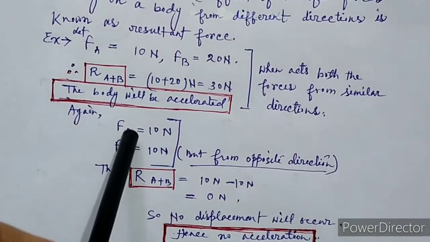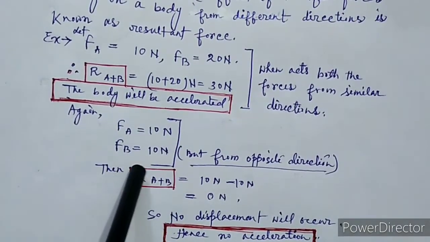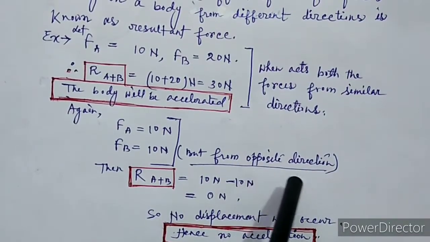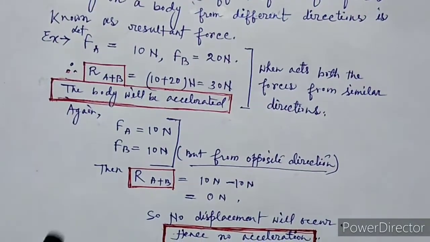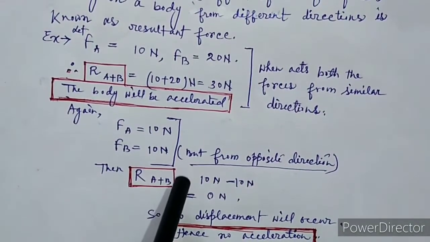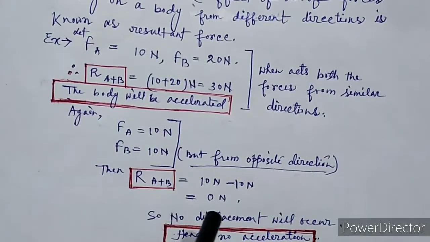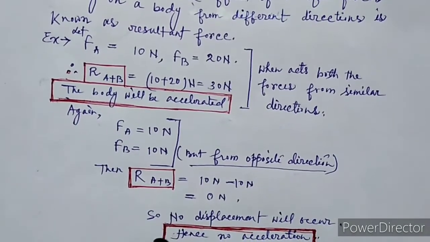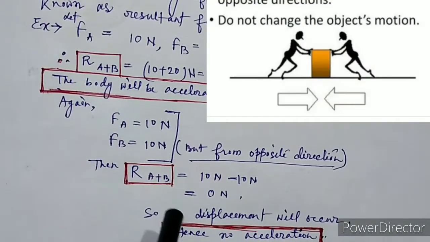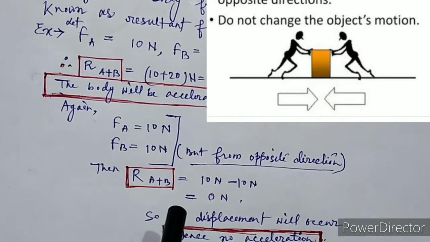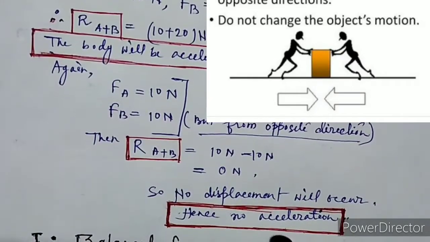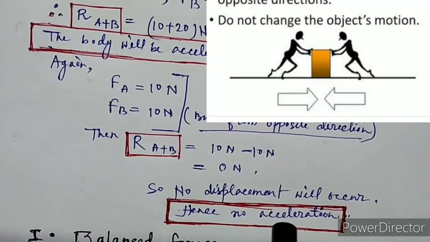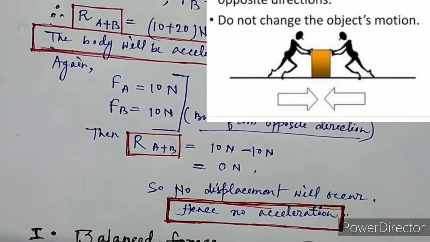Now again, if FA equals 10 Newton and FB equals 10 Newton, but in this case both the forces are acting from opposite directions, then what will the resultant force be? That is 10 Newton minus 10 Newton, that is 0 Newton. So no displacement will occur. When the body has resultant force 0, there will be no displacement, and if there is no displacement, hence there is no acceleration also. Acceleration will also be 0.